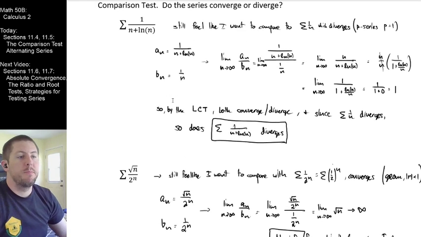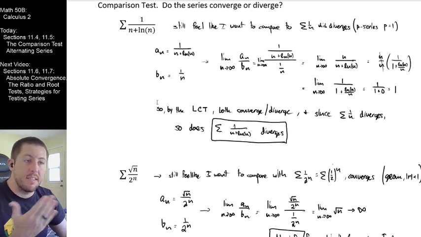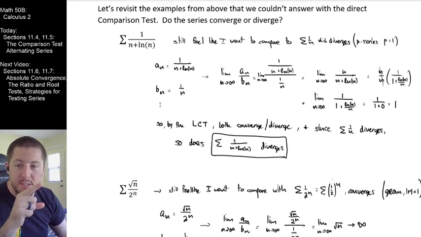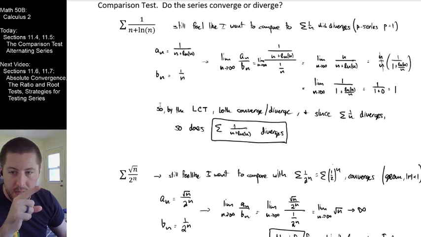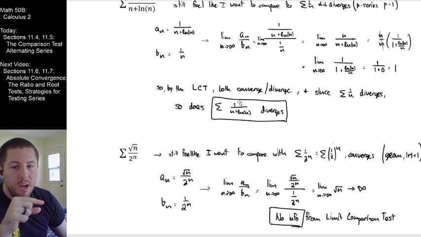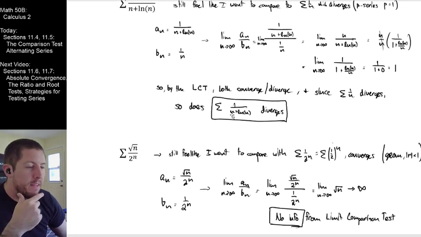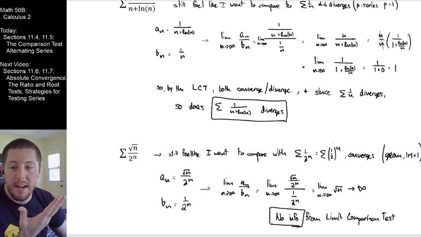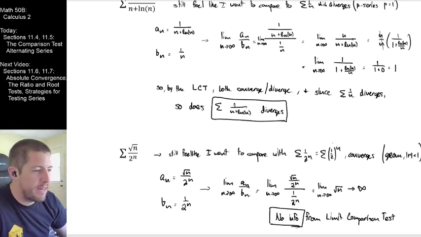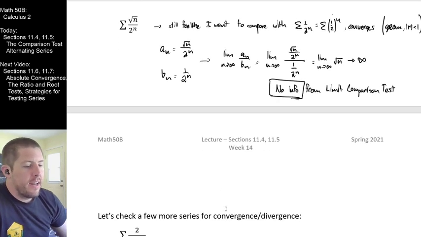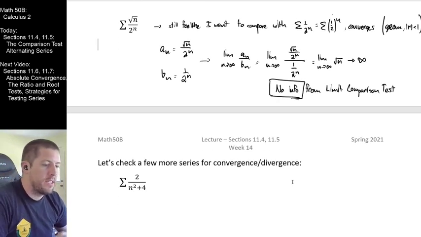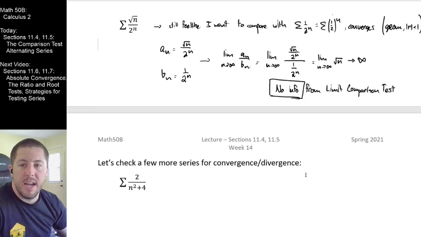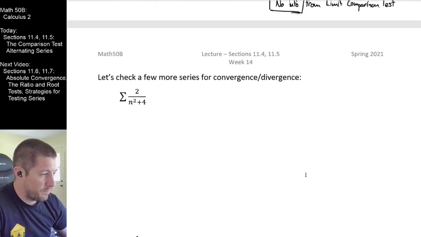Notice that sometimes moving from the regular comparison test to the limit comparison test helps, as it did in the first repeated example. But in the second repeated example, going to the limit comparison test did not actually help us out at all. Again, we're just looking at all the things that might happen. So let's check out a few more series for convergence or divergence, and then we'll check out section 11.5 and see what's going on with our alternating series.